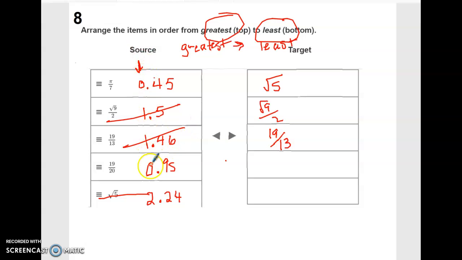Next, I have these that have zeros in the one place. Then I move over to the next place. I'm looking for the biggest, which is this 0.95. So that would be 19/20ths. And my last one, pi over 7.